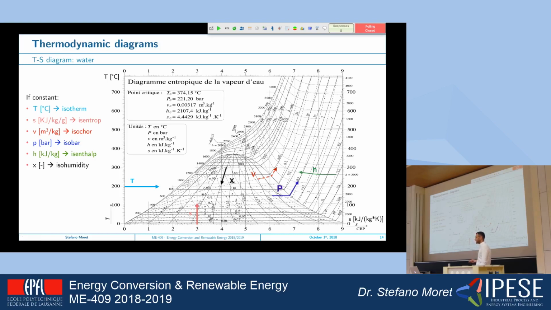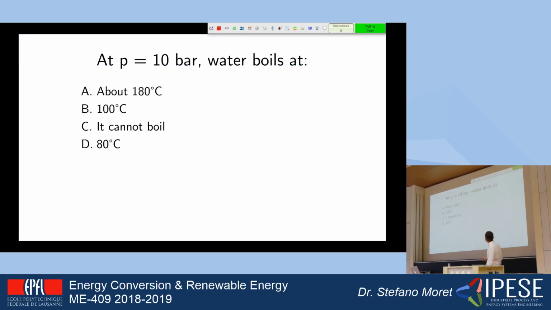So I think you have this diagram on Moodle. Try to take a look if you have your laptop with you. If you look at the diagram you have on Moodle, and you set the pressure P equal to 10 bar, what is the boiling temperature of water? And even if you don't have a diagram at hand, if you have any cooking experience at home, you should be able to answer this question, I assume.